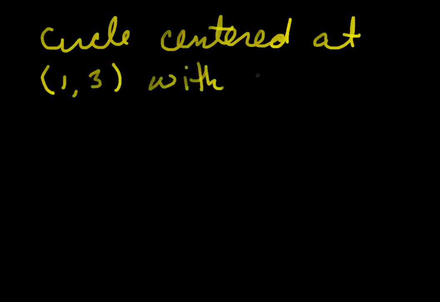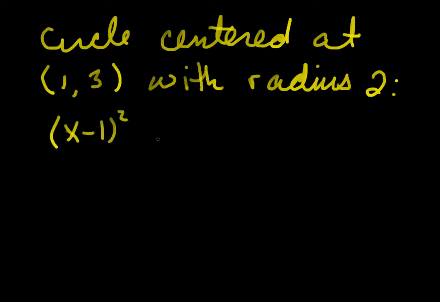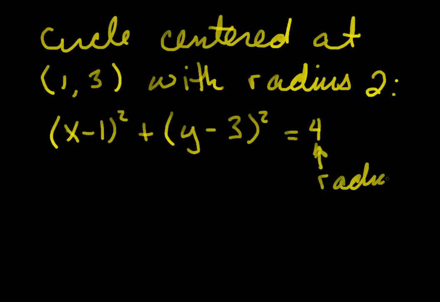So let's look at some examples. If I wanted a circle centered at the point 1, 3 with radius, I don't know, 2, then the equation would be x minus 1 squared plus y minus 3 squared equals 4. This is our radius squared.